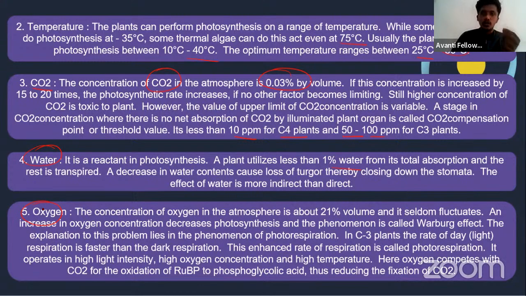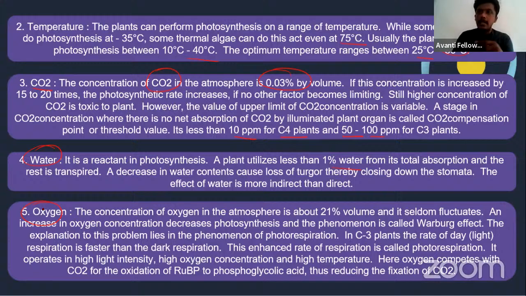In C3 plants, whenever we have a very high concentration of oxygen and a very low concentration of carbon dioxide, we know that a process called photorespiration takes place. What is photorespiration? Now your Rubisco, instead of carboxylase activity, goes into oxygenase activity. Now when it does that, instead of converting into 3-phosphoglycerate, it converts into phosphoenol pyruvate. Okay. Now this is a useless process and it releases carbon dioxide and also utilizes ATP.